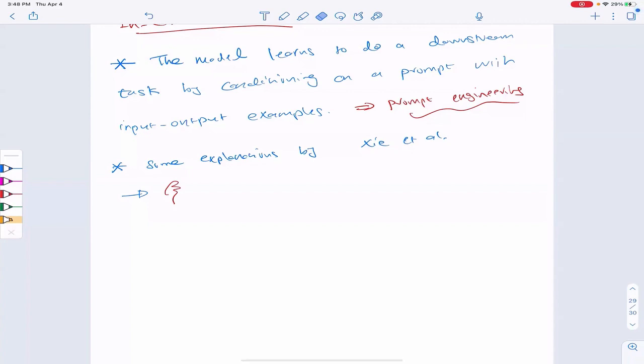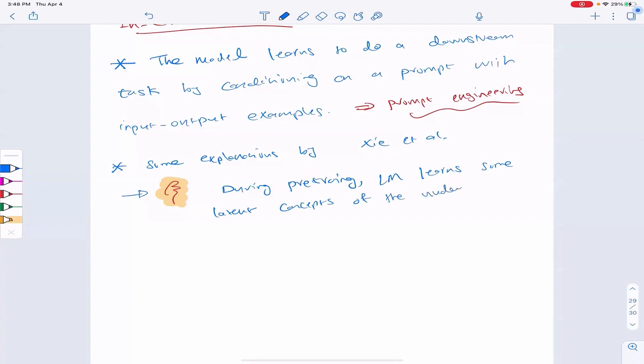Let me just briefly write this intuition. Again, as I'm highlighting here, it is pretty hand-wavy that during pre-training, the language model learns some latent concepts of the underlying data sets.